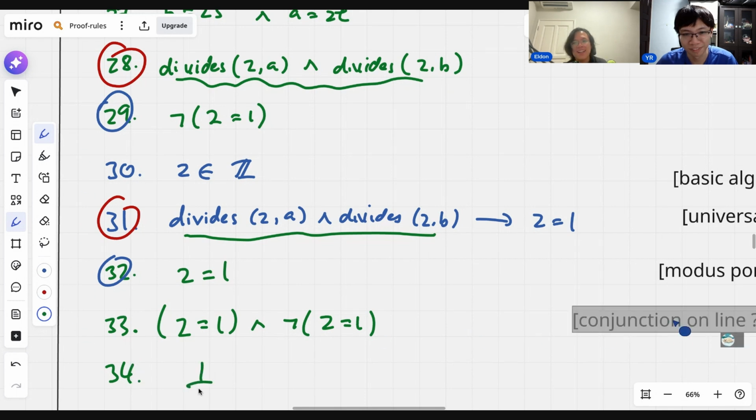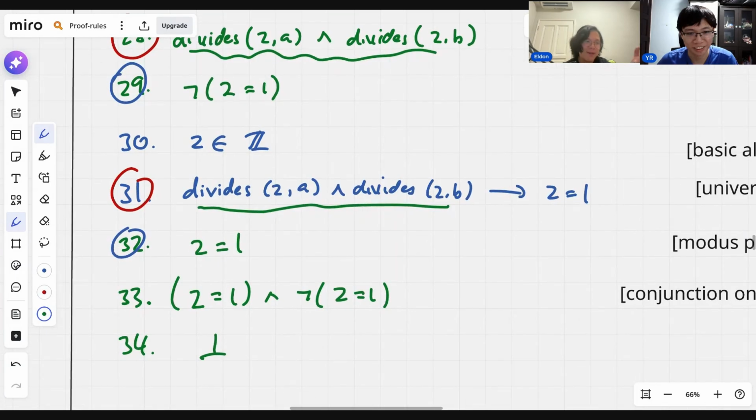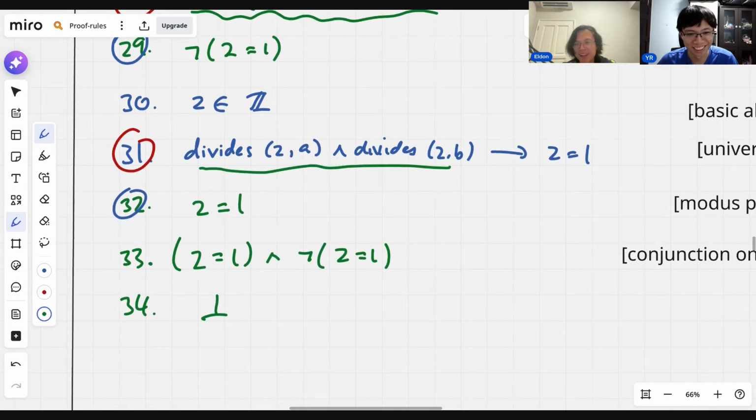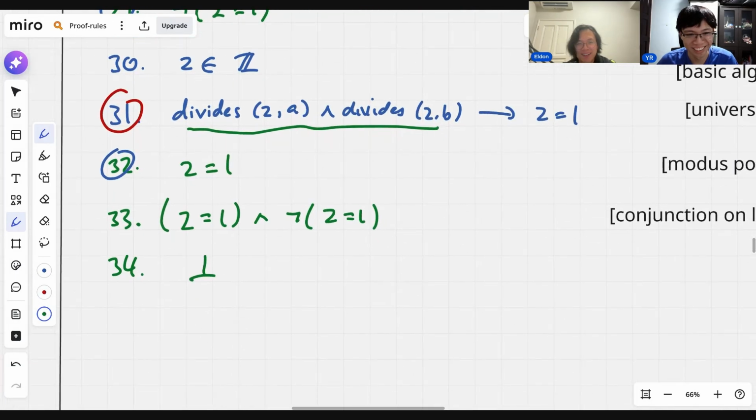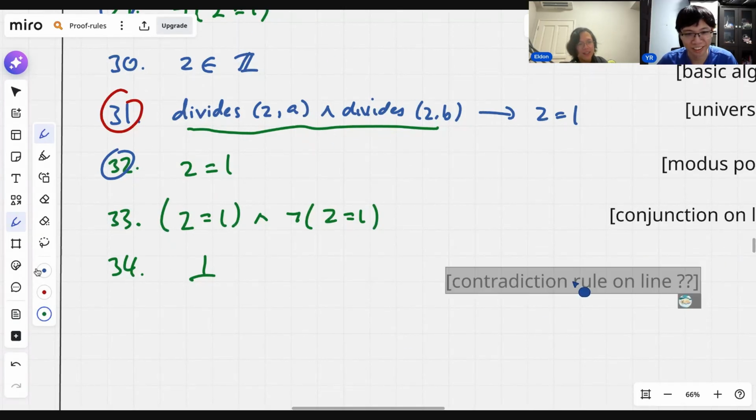Contradiction. So we're using the contradiction rule. We derive the statement and we derive the negation of the statement. So contradiction rule, we get, that's my crappy rendition of a fanfare trumpet, but we get the contradiction rule. Okay, so we have a contradiction, right?